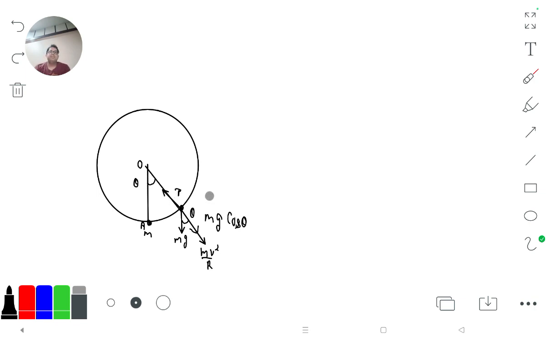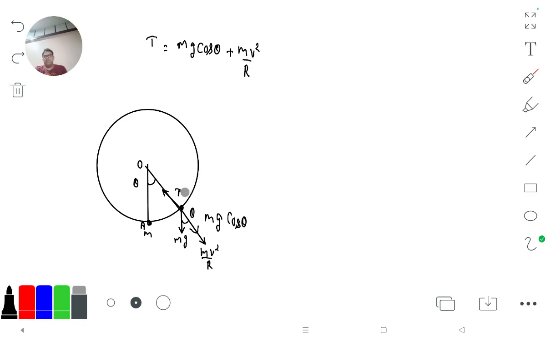Since the particle is radially at rest, the net force acting along the radial direction must be 0. Force acting towards the center must be equal to the force acting away from the center. Therefore we can say that tension T would be equal to how much? Tension T would be equal to mg cos theta, meaning the component of the weight acting away from the center, plus the centrifugal force mv square upon r. This mv square upon r is also acting away from the center.